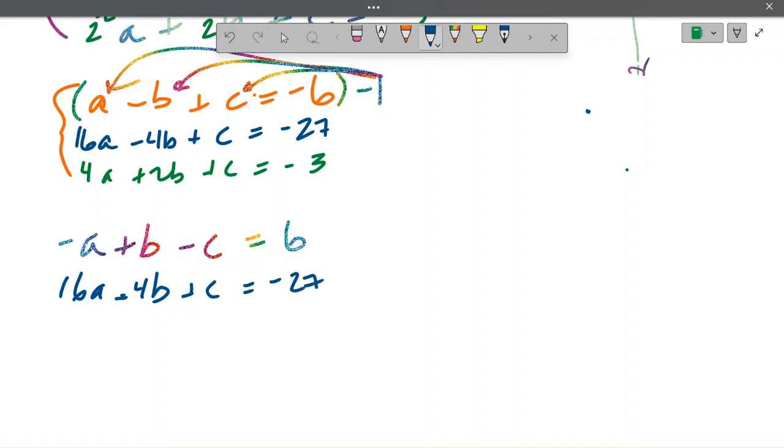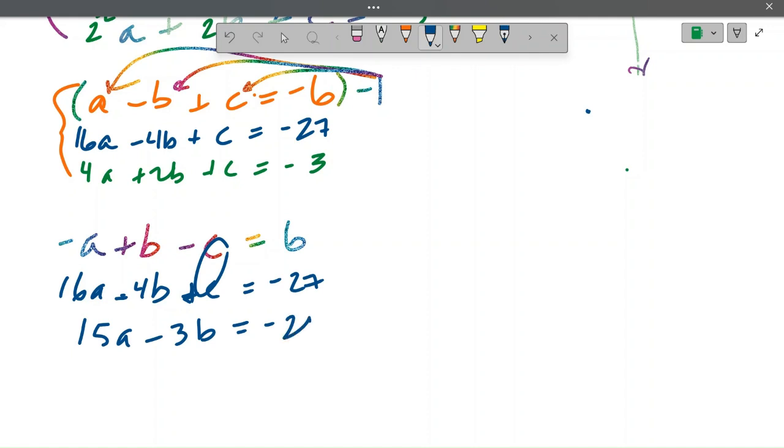Okay, so my goal was to eliminate c, so let's just check that I did that. Is negative c plus c 0? It is. That means it's gone. And now using the elimination method, I'm just going to combine the like terms. So I have negative a plus 16a, which is 15a. I have b minus 4b, which is negative 3b, equals negative 27 plus 6, which is negative 21.